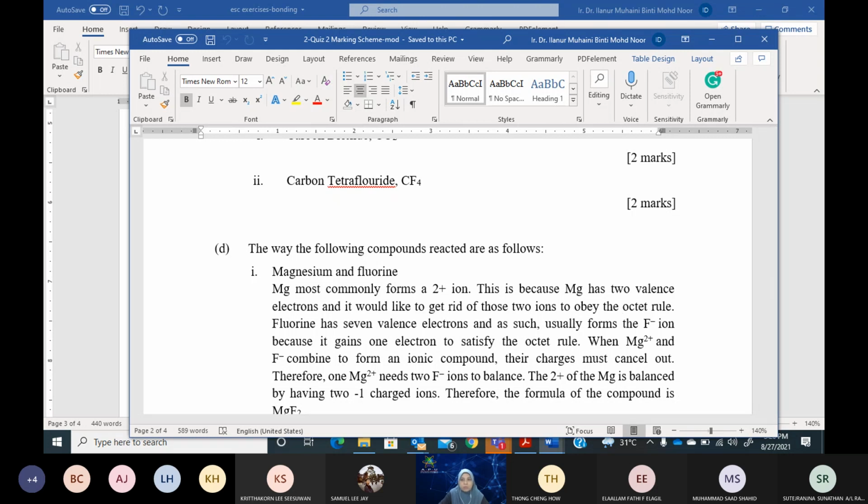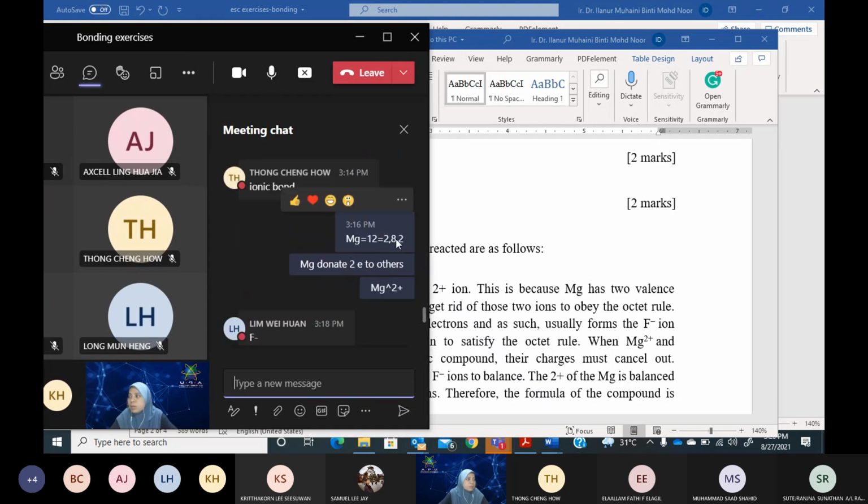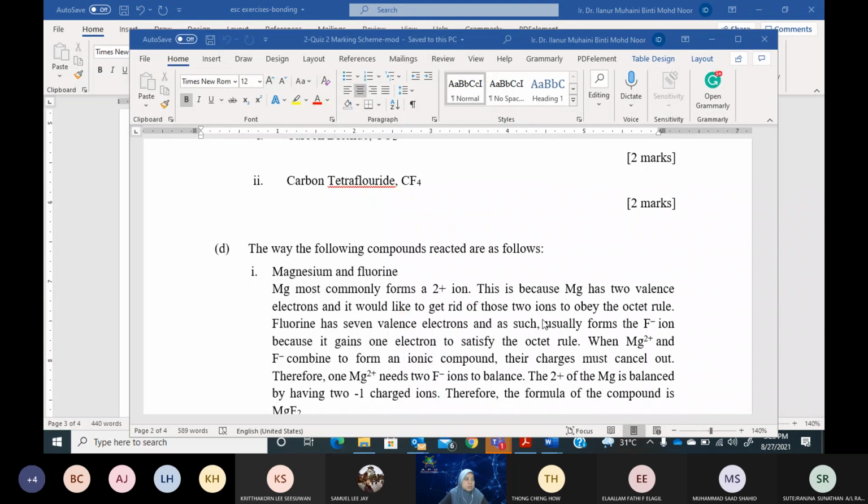So that is what I have written in the chat just now. Mg has 2,8,2. So Mg donates 2 electrons to others and becomes Mg to the power of 2 plus. Because 2,8,2 is not stable, it must become 2,8 to obey the octet rule. Must be 8, not 2.